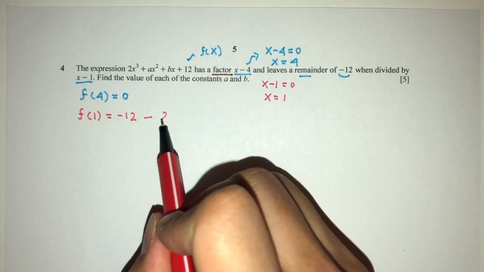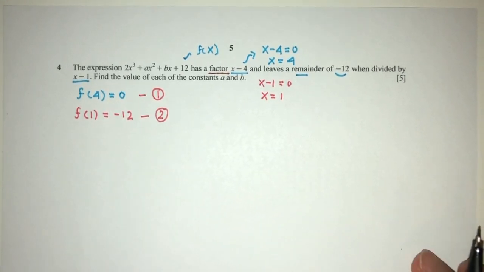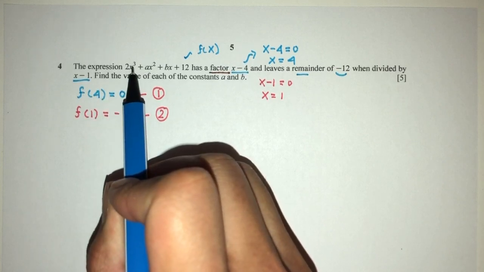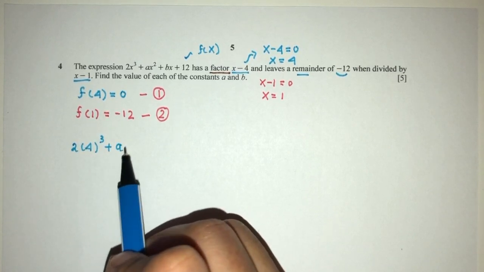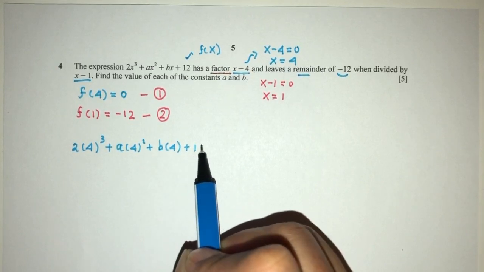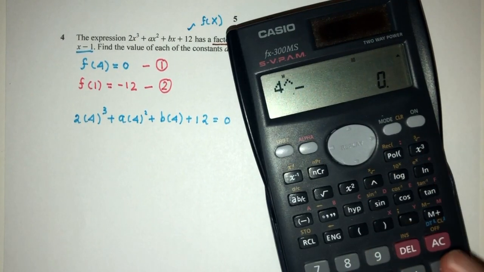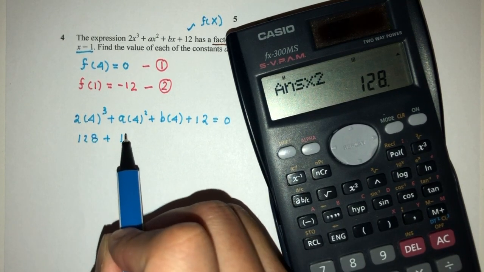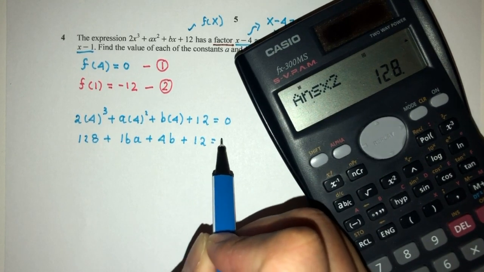As you can see, we have 2 equations that we can use to find the values of a and b. So let's do one by one. First one, put the value of x here, replaced by 4. That will be 2 times 4 power 3, plus a times 4 power 2, plus b times 4, plus 12. That will be 0. Now simplify. 4 power 3 times 2, that will be 128. That will be 16a plus 4b plus 12. And that has to be 0.